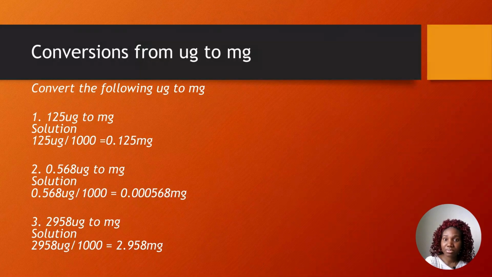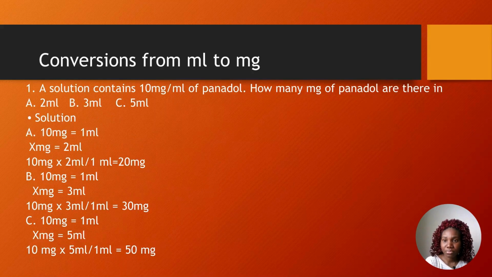Conversions from microgram to milligram or milligram to microgram. So please familiarize yourself with this kind of conversion question. Convert the following: 125 microgram to milligram. Like you all know, because you're converting to milligram, you have to divide by 1000. If you're converting from milligram to microgram, then you multiply by 1000. All right, so that's the first one.